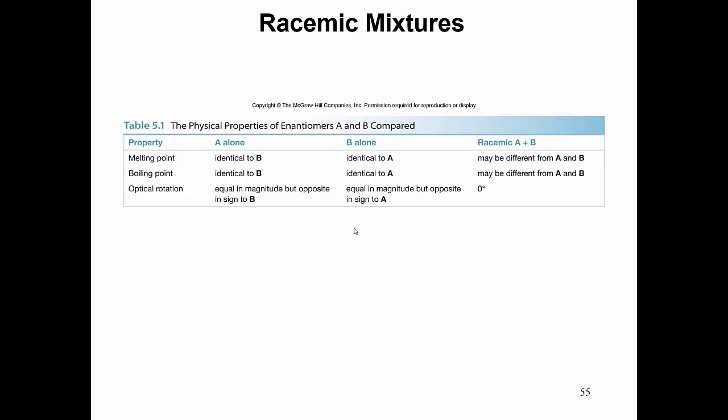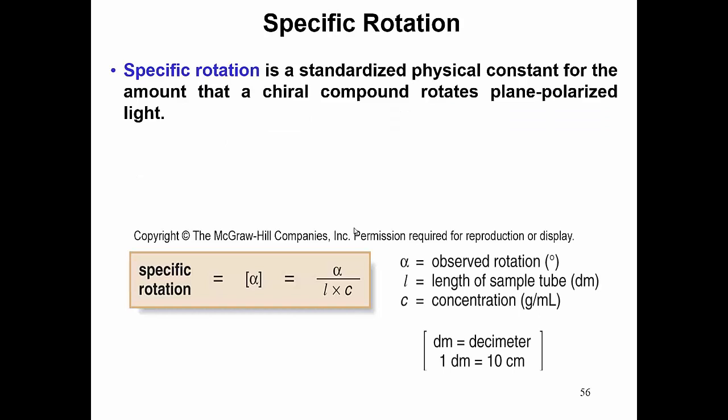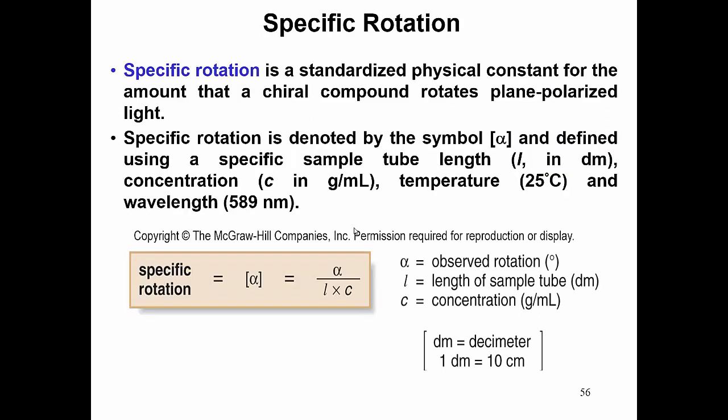Racemic A plus B may be different from A and B individually, okay? But racemic A and B are going to have a zero rotation. They're going to be optically inactive, and the optical rotations of A or B are going to be opposite if they're pure and if they're present in the same concentration. All right, that's a summary of what we discussed on the previous slides.